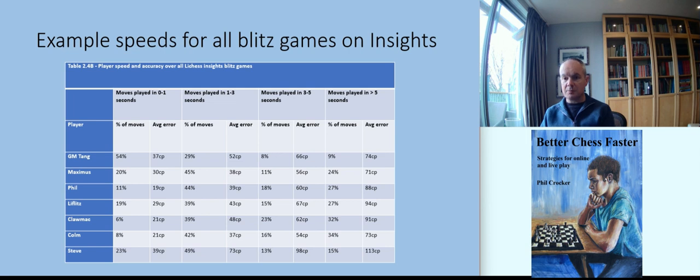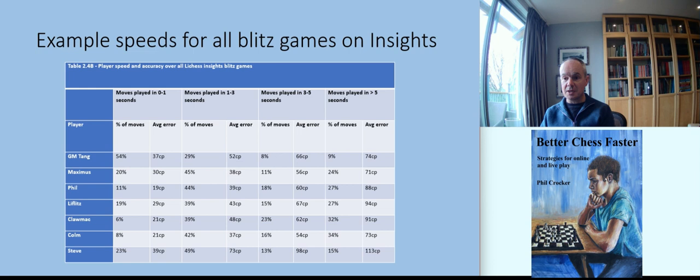And here you'll see the absolute outlier, very, very fast player, Grandmaster Tang, who is an ultra bullet king, if you like, plays 54% of his moves in less than a second. None of the amateurs really hit much over 20%, and many considerably less than that. The average error, though, is 37 centipawns for the Grandmaster. It's actually less for the amateurs, but the Grandmaster's played over half the moves in that time, so it's an absolute speed performance.